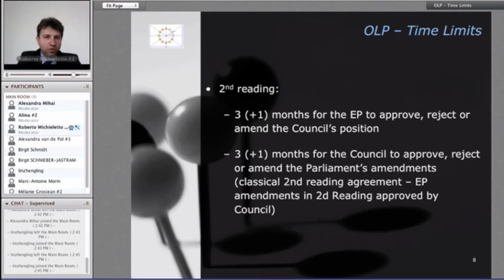Why 3 plus 1? 3 plus 1 because in paragraph 14 of Article 294 it is written that the time can be extended by a month or 2 weeks. We will see 2 weeks is for conciliation if requested by the European Parliament or the Council. So if one of the two institutions requests to have an extended period, they can have it for 1 month. I can assure you that 3 months or 3 plus 1 are not enough.